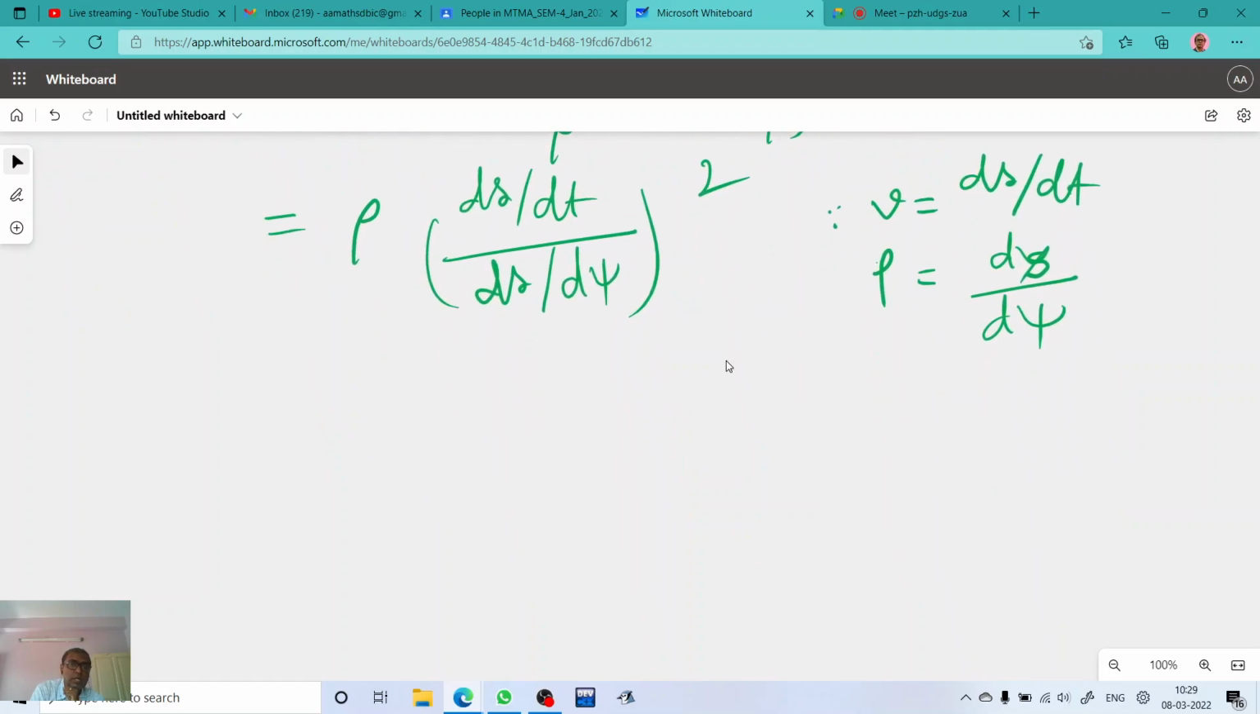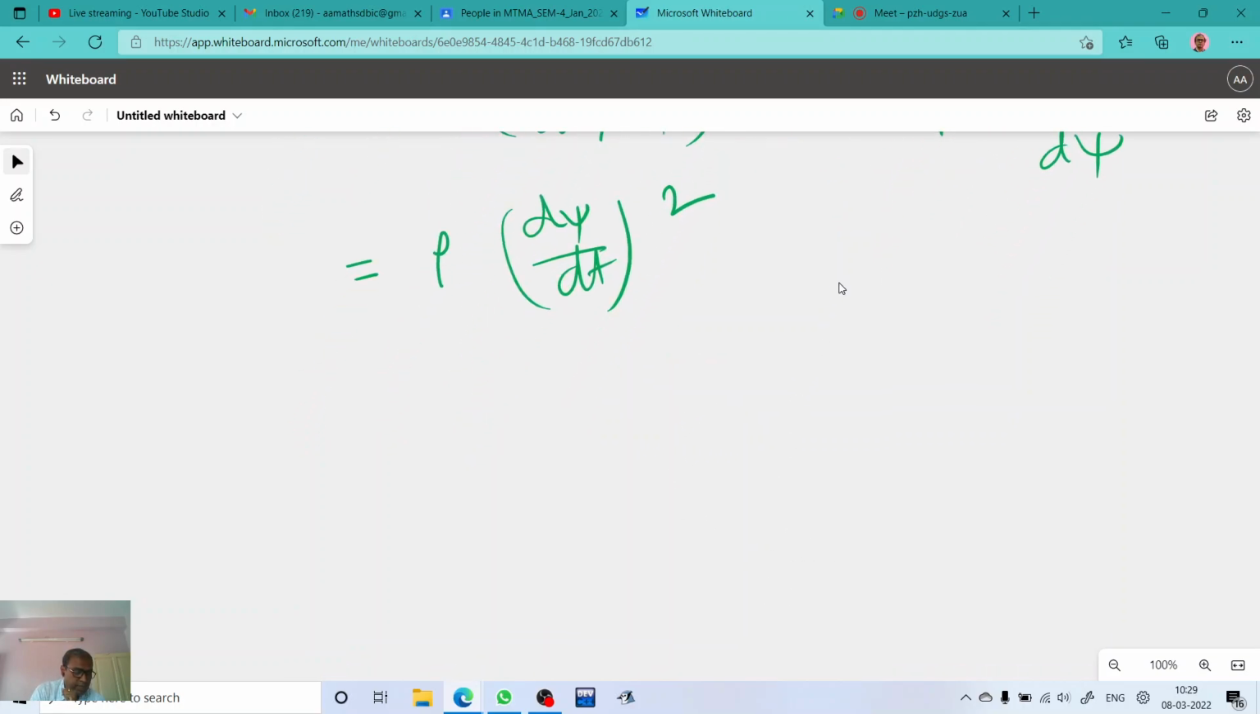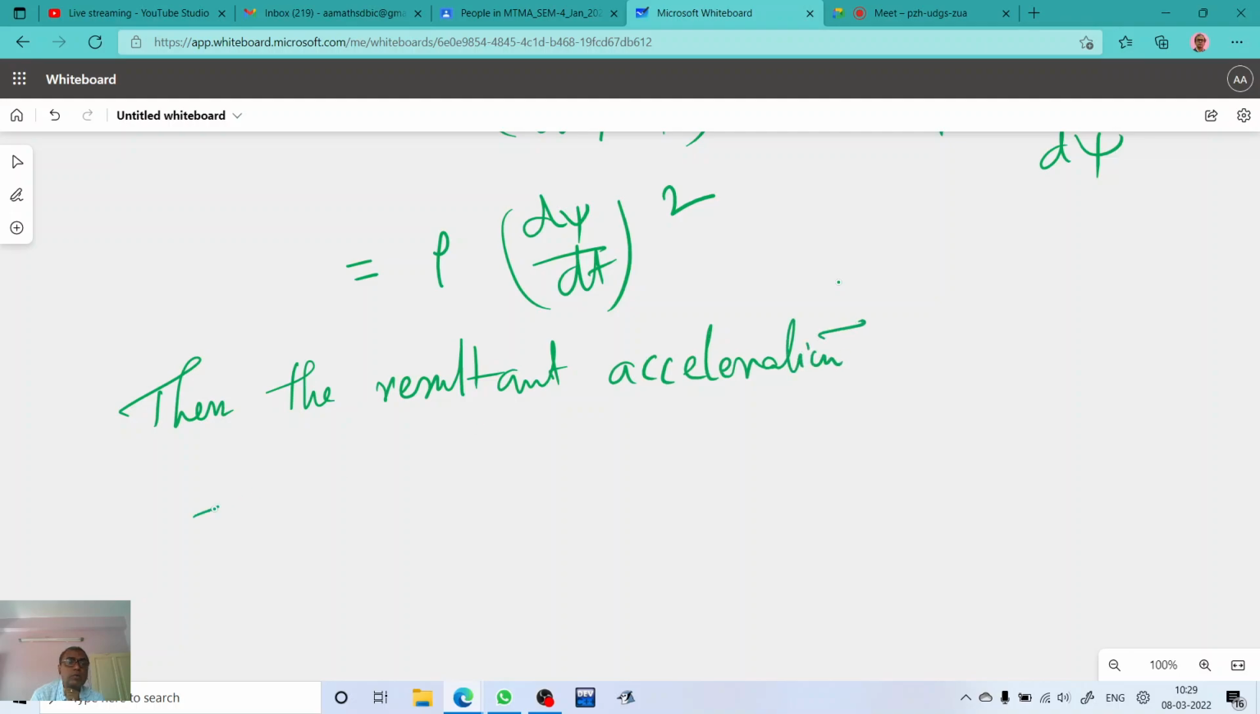So from this, cancel ds, and it equals rho into d psi dt whole square. This is the normal component of the acceleration. Now the resultant acceleration is equal to the square root of the tangential acceleration component square plus the normal component acceleration square.